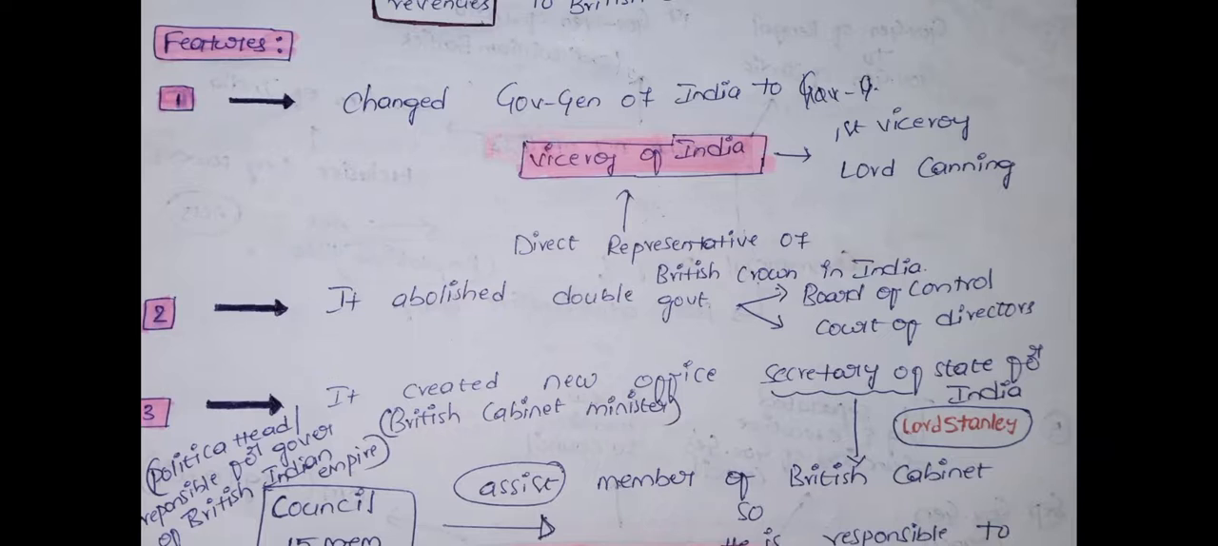The Government of India Act 1858 abolished double government. Double government means the Board of Control and the Court of Directors. The Court of Directors was for commercial purposes and the Board of Control was for political affairs. This double government was abolished by the Government of India Act 1858.